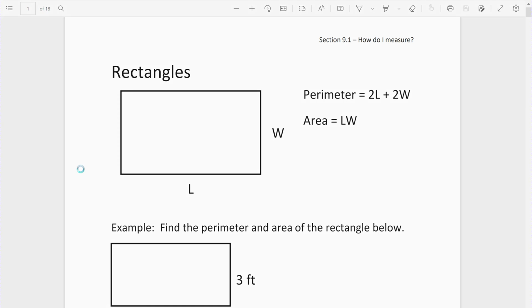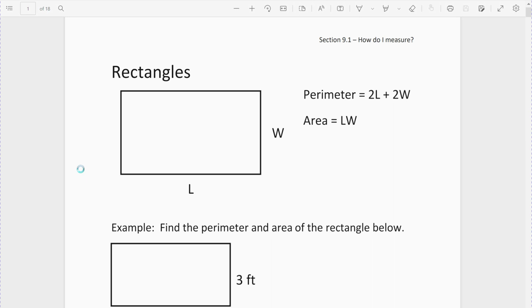Alright, so we are now moving on to section 9.1 on how do I measure. Specifically, this is geometry. We're going to look at basic geometry. So hopefully, as we go through the lessons here in 9.1, some of this stuff will come back to you that you've learned in some previous math classes. So hopefully, this will actually be one of the sections where things start to click. Oh yeah, I remember this from way back when.